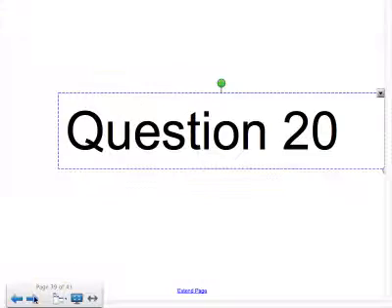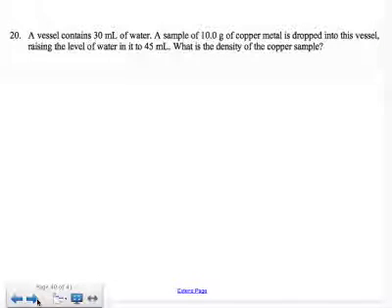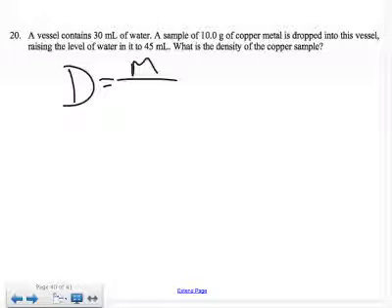And question 20, last question. If a vessel contains 30 milliliters of water and a sample of 10 grams of copper metal is dropped in the vessel, raising the water to 45 milliliters, what is the density of the copper sample? So another density problem, mass divided by volume. Here's the thing you have to keep in mind. I've got 2 volumes here, so which one am I supposed to use? Am I supposed to use 30 or 45?